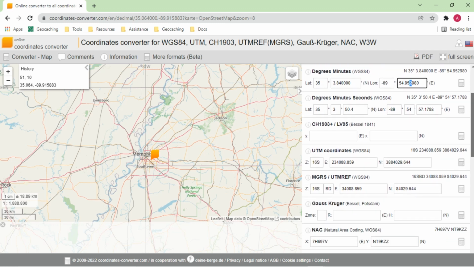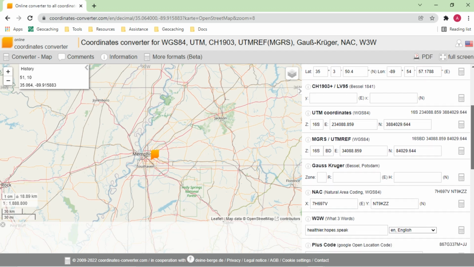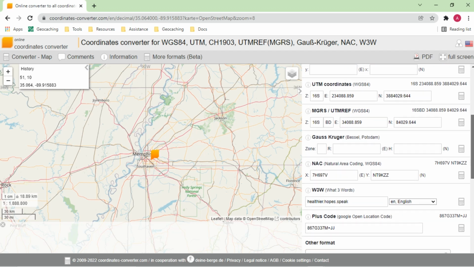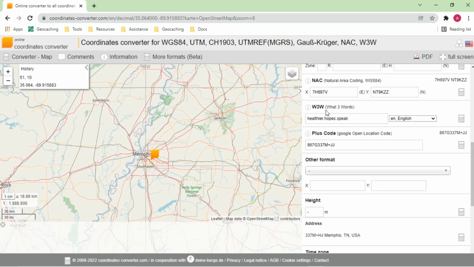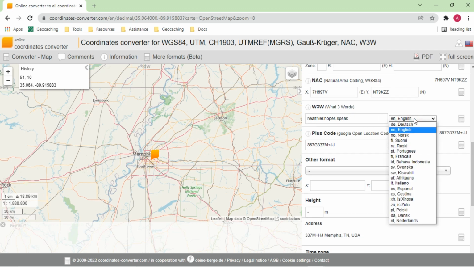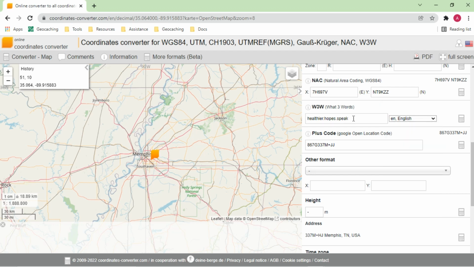Depending on the puzzle, you may have to use some of these coordinate systems. Often it will be clued in, but sometimes not. You may have to look at the title to figure out what you need. Very popular these days is What3Words. It supports many different languages, but it gives every coordinate a different set of 3 words. So healthier hopes speak links to this location, but another set of 3 words would link to another location. And so you can hide 3 words in the text and now encode a coordinate. So it's very popular for geocaching.